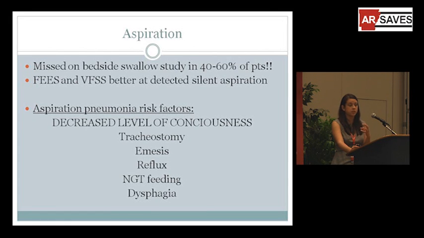Aspiration pneumonia is the biggest problem in patients with dysphagia, so you do need to be aware of risk factors. Patients with decreased level of consciousness are at significantly increased risk of aspiration pneumonia. They may not necessarily have problems with dysphagia, but if you are not alert enough to have an adequate and safe swallow or adequately take in a full meal, you are at increased risk of aspiration. Patients with tracheostomies, vomiting, reflux, or an NG tube in place are also at risk for aspiration pneumonia, and then again, patients with dysphagia.